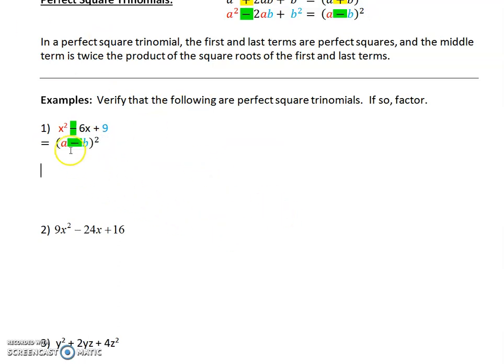All right. Now, if we square root the x squared, that's what's going to go in the front. And if we square root the 9, that's what's going to go at the back. And that is our answer.